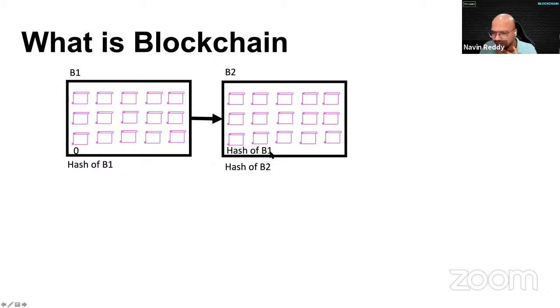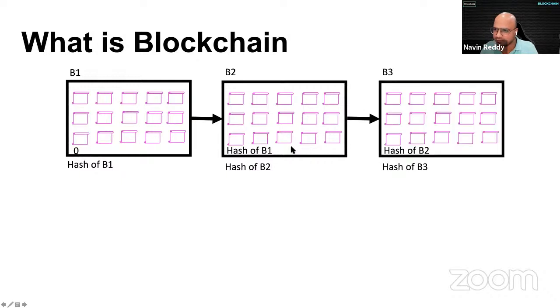But we got the hash of B1. And then we'll calculate the hash of B2. But this time, not just the transaction, we will also include the hash of B1 in that hashing algorithm, and you will get the hash of B2. And then the list goes on.